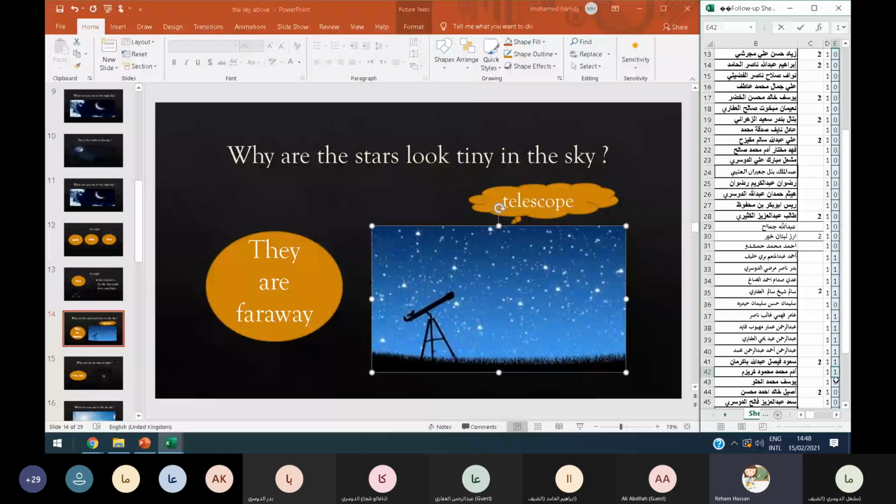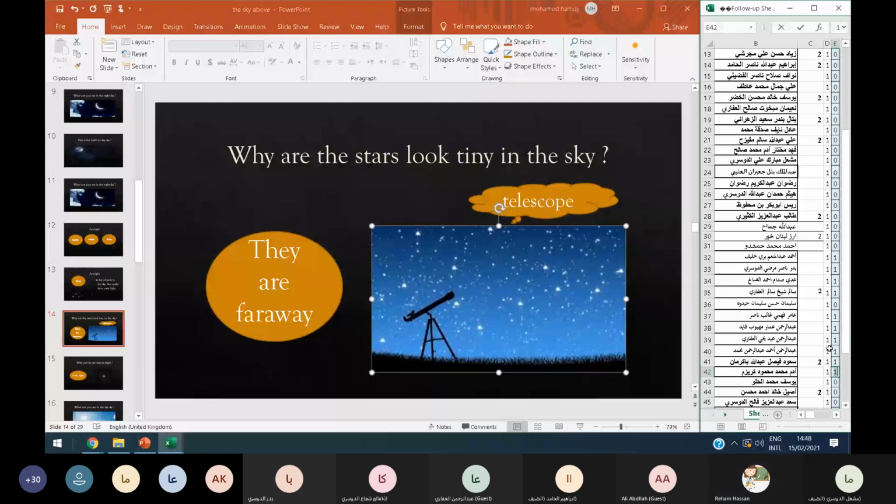Adam? Yes, teacher. So, honey, if we look at the sky, we see the stars. They look very, very small. Really, are they small? No. But why do we see them very, very small or tiny? Because they are far away. Yes, because they are far away. One more time, Adam: because they are far away.